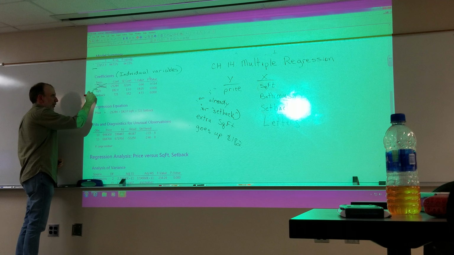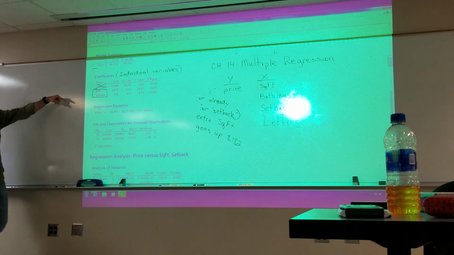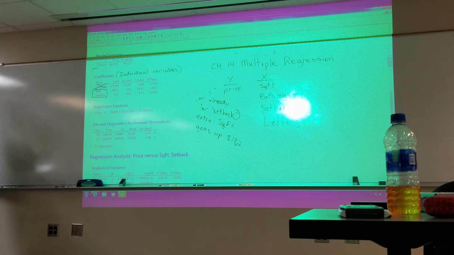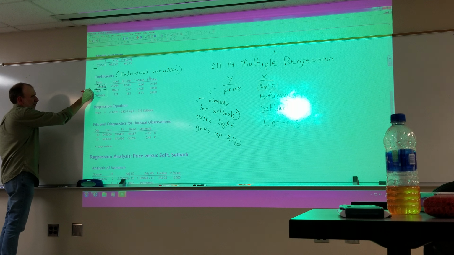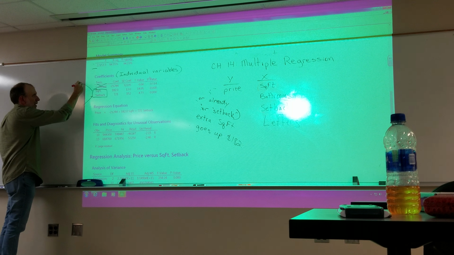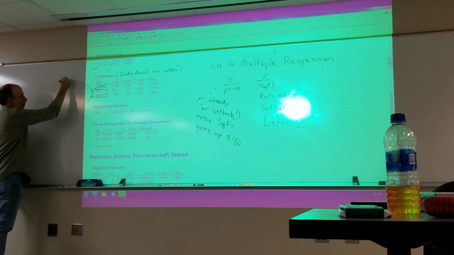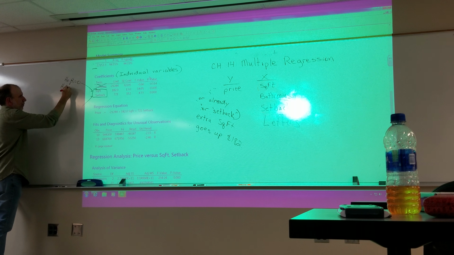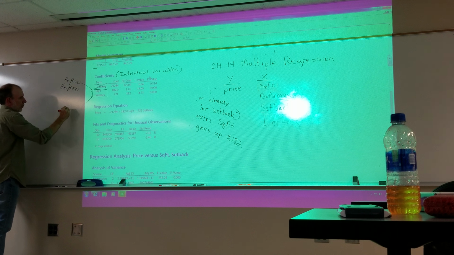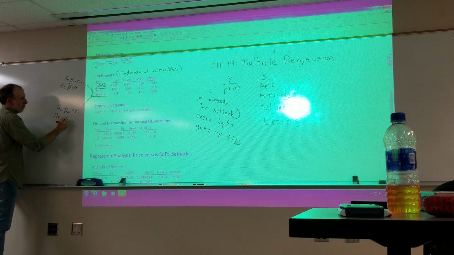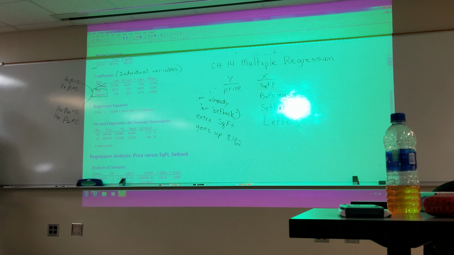We are very interested in these two though. Those are the things I want to know about. Are these things significant? So technically, we would have two different H0s and HAs here because we have two different variables to test. So if I wanted to test square footage, beta 1 equals 0, beta 1 does not equal 0. If I wanted to test setback, beta 2 equals 0, beta 2 does not equal 0.